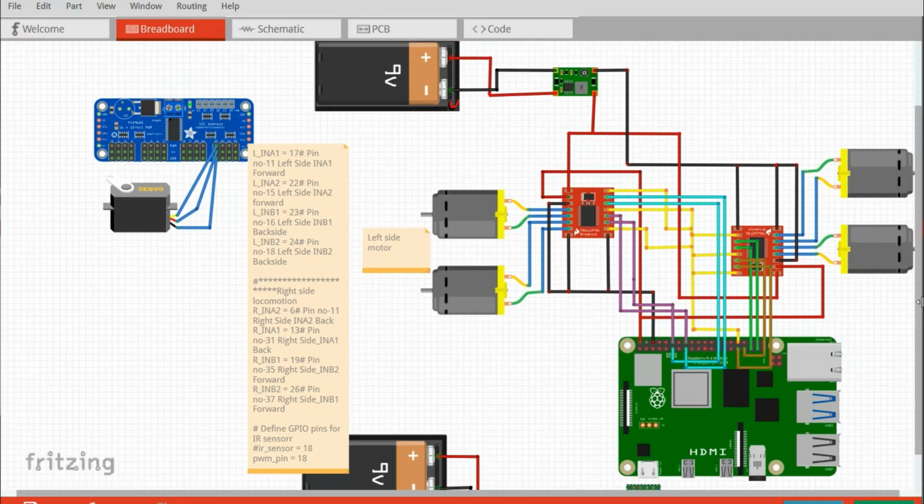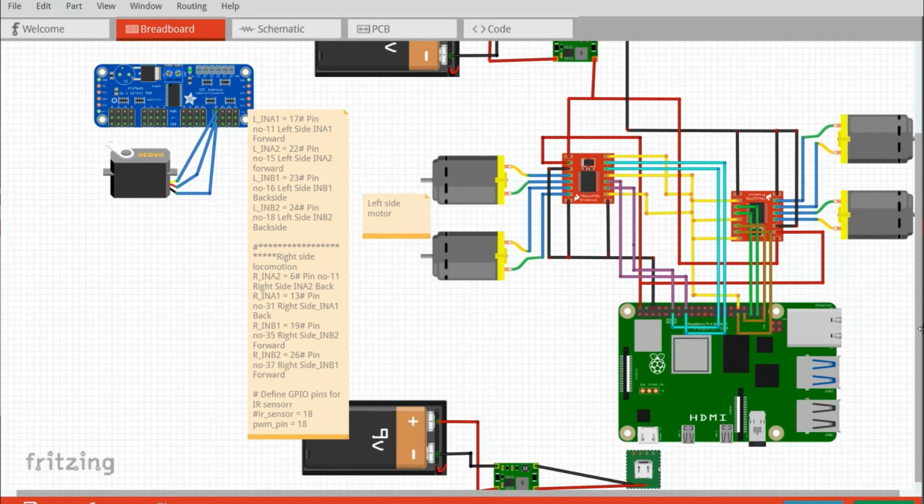So this part covers the circuit diagram and the video explaining the four TT motor configuration with Raspberry Pi 4. In the next video I will go through the 16-channel Adafruit servo controller and how it is connected with the Raspberry Pi 4.